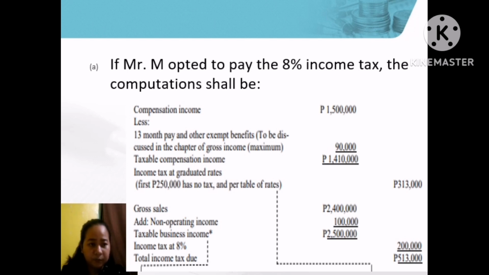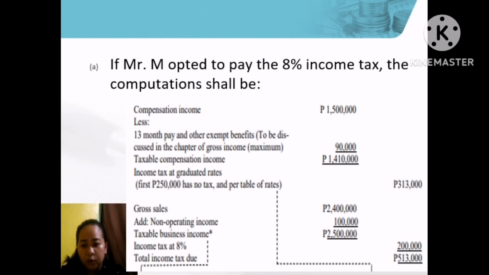So, ano nga po ba pag sinabi natin non-operating income? Ito po yung mga bahagi ng kita. Sinabi nga po ni Ma'am Likudan na kung saan yung isang organisasyon na nagmula sa mga aktibidades o mga hindi nauugnay na mga pangunahing operasyon sa negosyo. So, dito po ang idadagdag po natin sa gross sales na non-operating income ay 100,000 pesos.